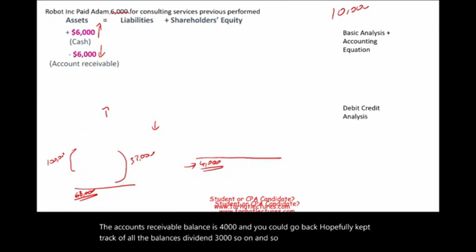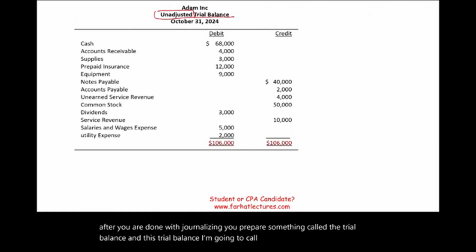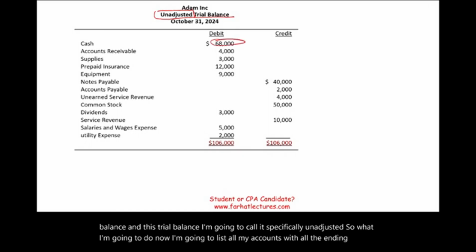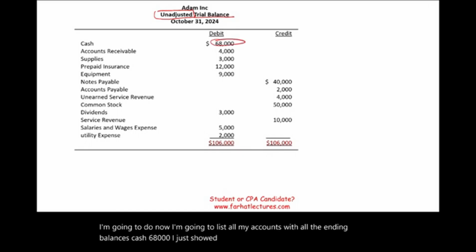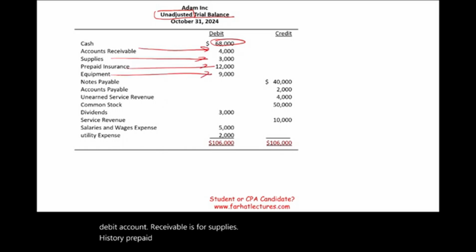What you do next, after you are done with journalizing, you prepare something called the trial balance. And this trial balance, I'm going to call it specifically unadjusted. So what I'm going to do now, I'm going to list all my accounts with all the ending balances. Cash is 68,000. I just showed you that cash is 68. That's the balance. It's a debit. Account receivable is 4. Supplies is 3. Prepaid 12. Equipment is 9.